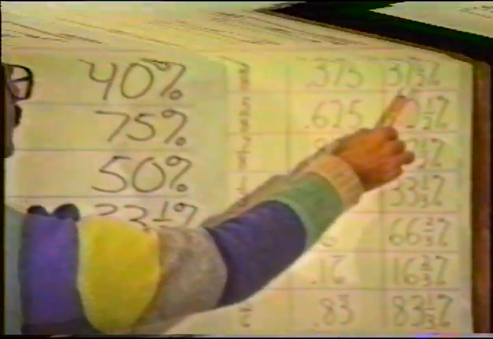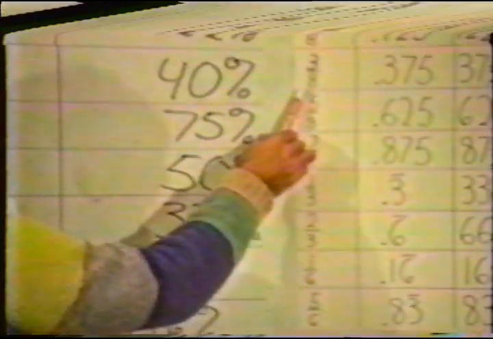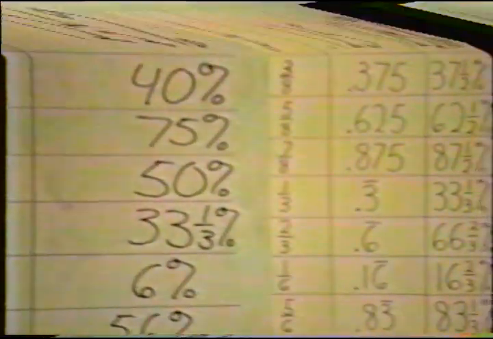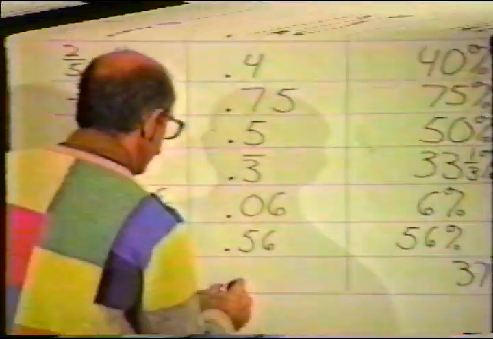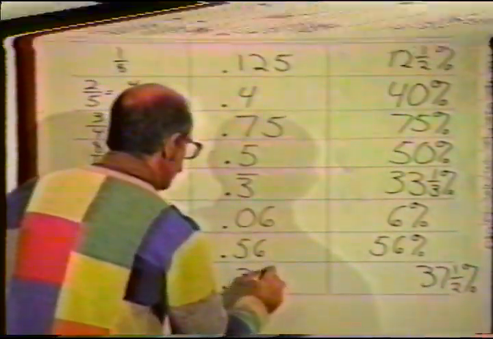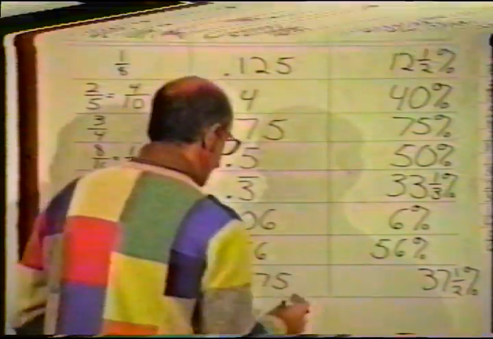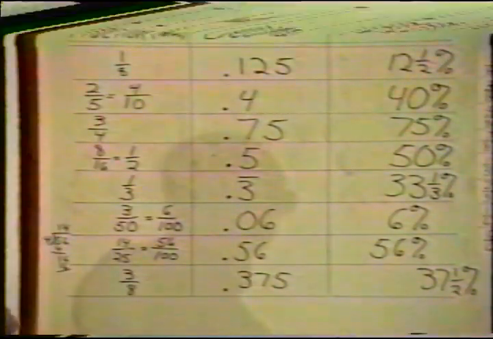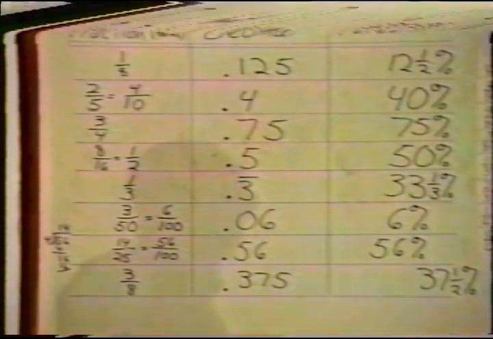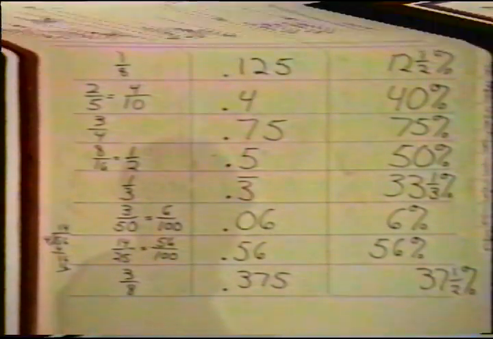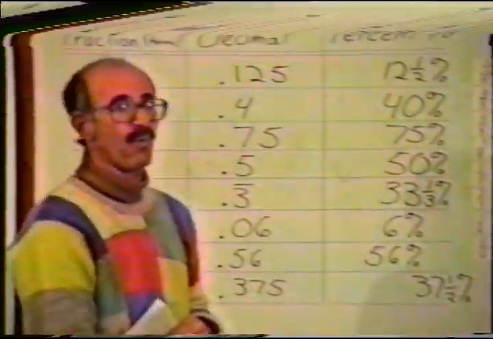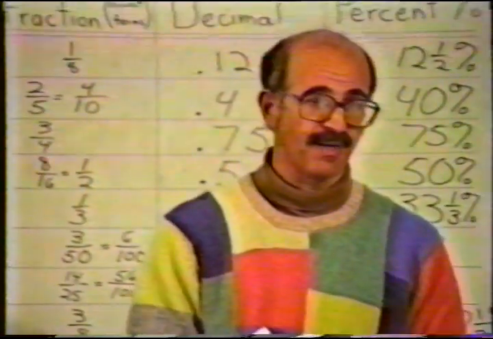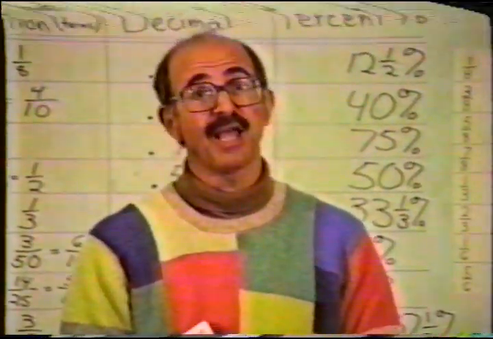37.5% comes from what fraction? 3/8. 3/8. And as a decimal, it is 0.375. 375. And how do we read that? 375 thousandths.